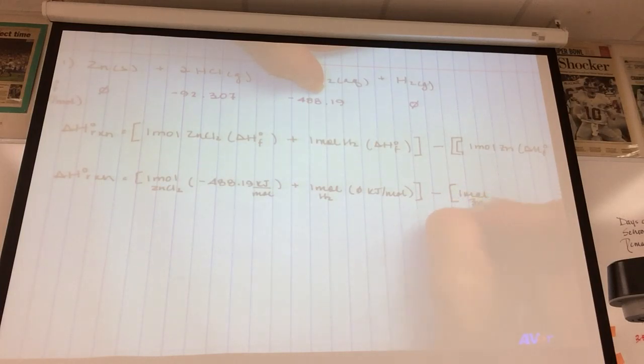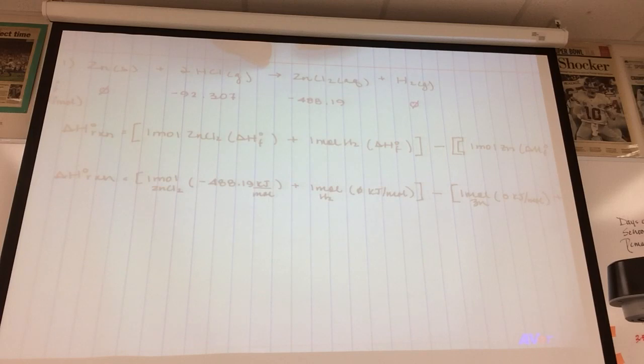1 mole of zinc, 0 kilojoules per mole, plus, because it's the sum of 2 moles of HCl, negative 92.307 kilojoules per mole. And I know I'm off screen. I'm going to zip it across.